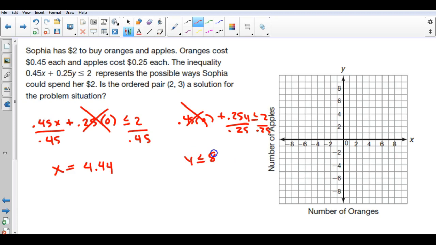And what that means is that if she were to buy 0 apples, the maximum number of oranges that she could buy would end up being 4. Because I know that if she buys 5, if I take 5 times 0.45, it would be $2.25, and she doesn't have that. So the maximum number that she is able to buy is going to be 4. But when we plot this on our axes, it'll actually be 4.44.